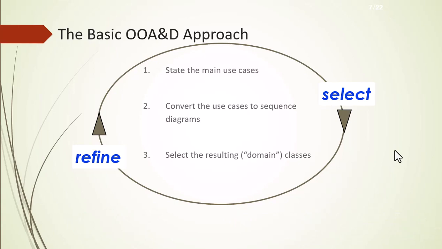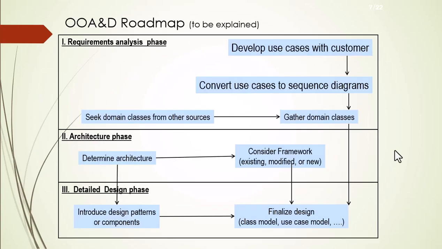And this process continues. So we can refine the main use cases, and we can refine the domain classes. So this is a three-level approach. In the first level, we develop use cases with the customer, in negotiation with the customer. The use cases are designed, and then converted to sequences, and then to domain classes. All these three parts, the use case development, the sequence diagram, and deriving and drawing the domain classes, belong to the requirement analysis phase.